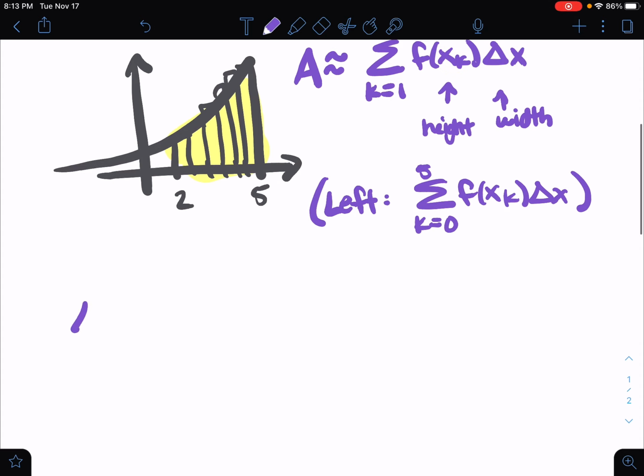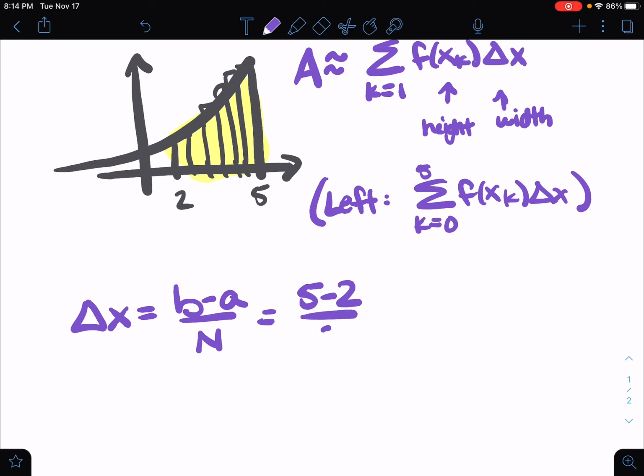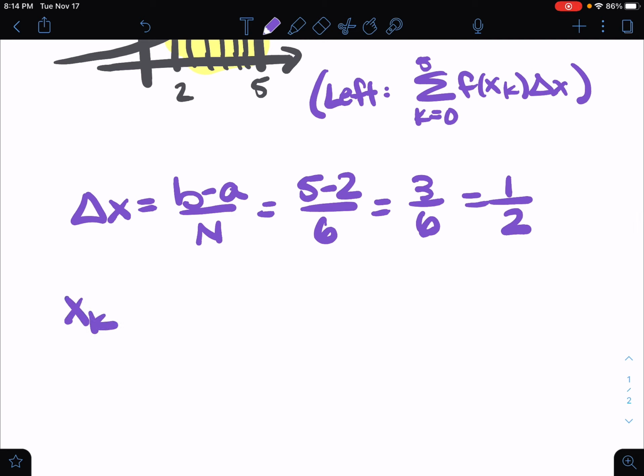So delta x, our general formula is just b minus a divided by n. So for us here, that's 5 minus 2 divided by 6. 6 rectangles, and the interval is 2 to 5. So that is 3/6 or 1/2. So our delta x equals 1/2. Now our x sub k locations, that is the location of each of these rectangles. The x sub k locations are given by a plus k times delta x.